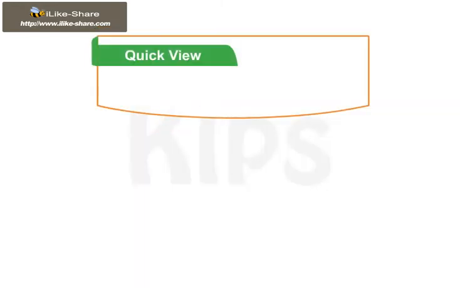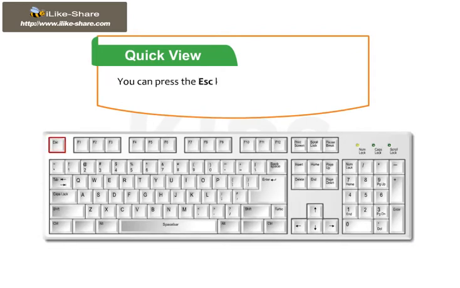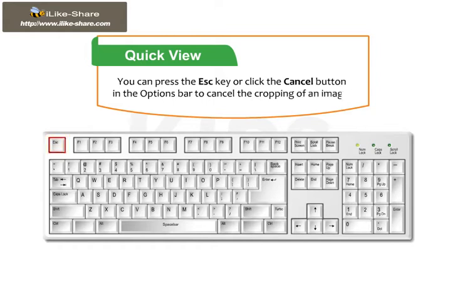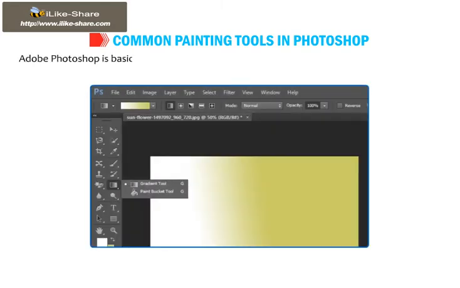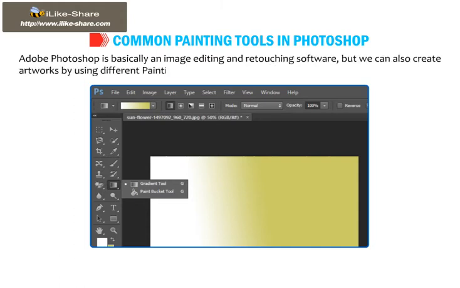Students, let's take a quick view. You can press the Escape key or click the Cancel button in the options bar to cancel the cropping of an image. Alright, let us discuss some common painting tools in Photoshop. Adobe Photoshop is basically an image editing and retouching software, but we can also create artworks by using different painting tools like Gradient, Paint Bucket, etc.